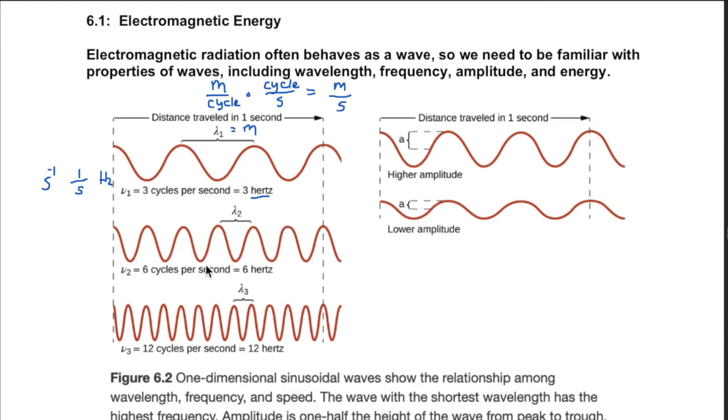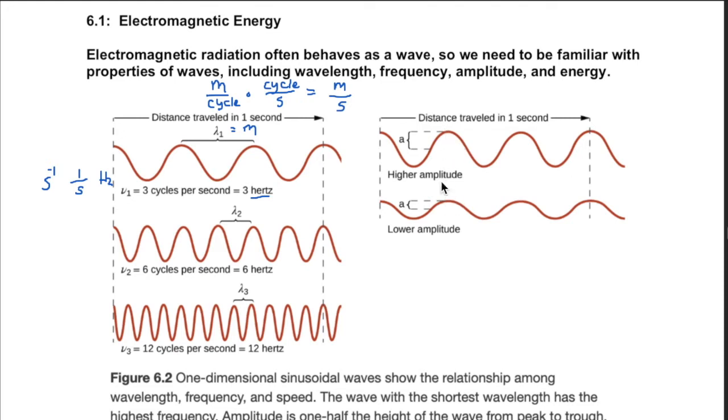If these were visible light waves, these would all be different colors because they have different wavelengths and different frequencies. So all these three waves that you see here would be seen as different colors of visible light. If they were sound waves, they would be heard as different notes, different pitches of sound.